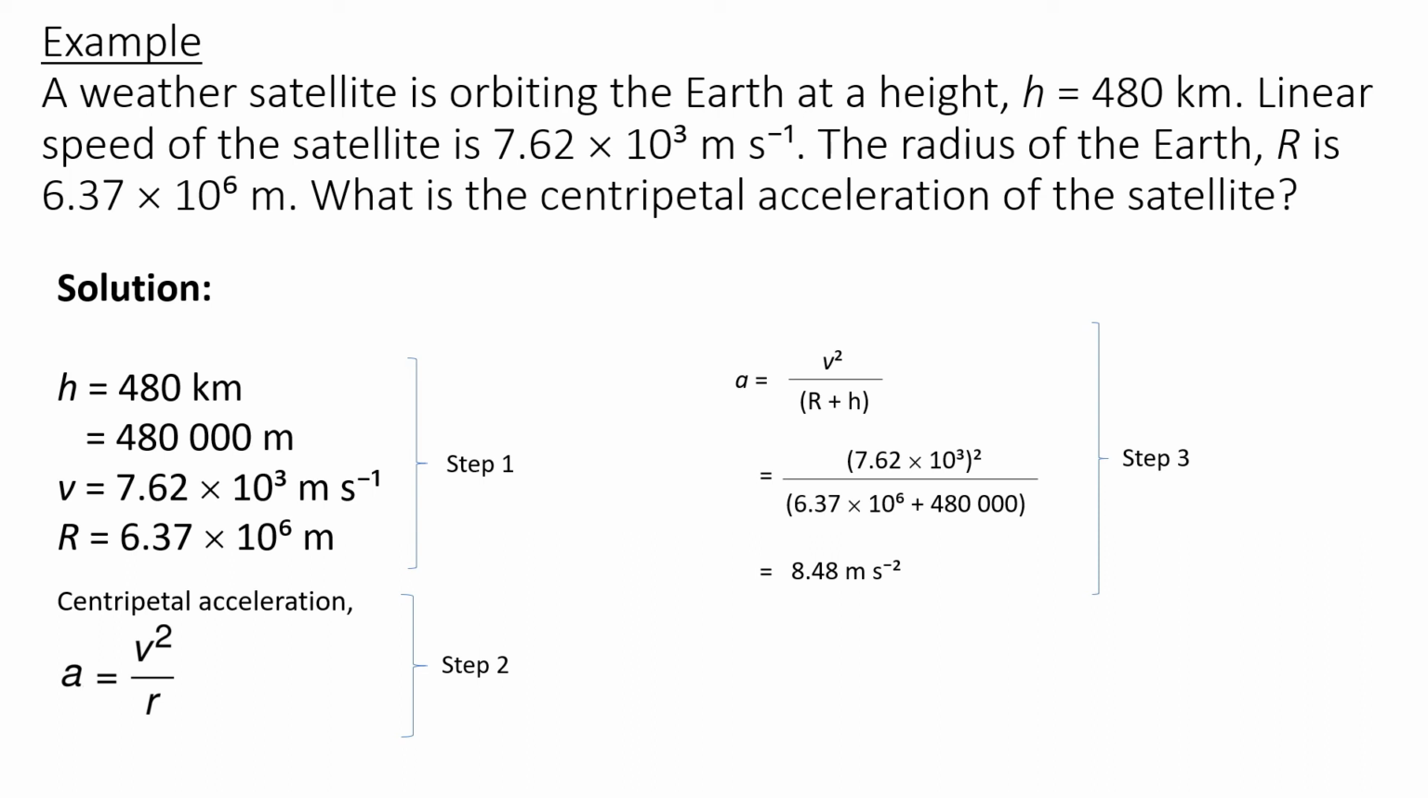Step 1. List the information given and remember to always convert the unit kilometers to meters. Step 2. Use the formula a equals v squared over r to calculate centripetal acceleration. Finally, you will get a equals 8.48 meters per second squared.